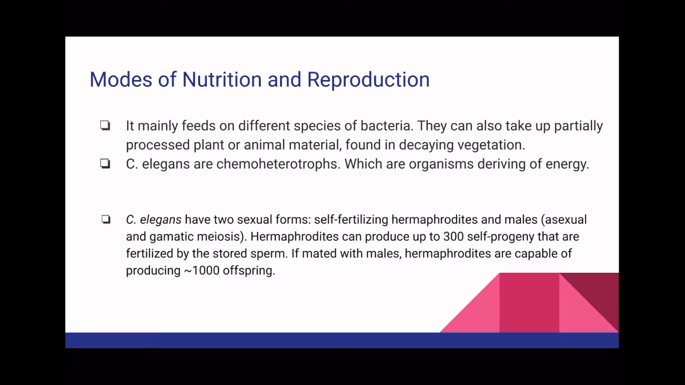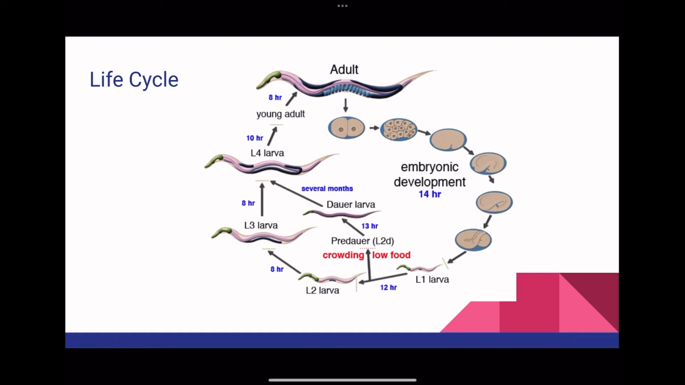C. elegans have two sexual forms: self-fertilizing hermaphrodites and males, with asexual and gametic meiosis. Hermaphrodites can produce up to 300 progeny that are fertilized by the stored sperm. If mated with males, hermaphrodites are capable of producing 1,000 offspring. And this is the life cycle of a C. elegans.